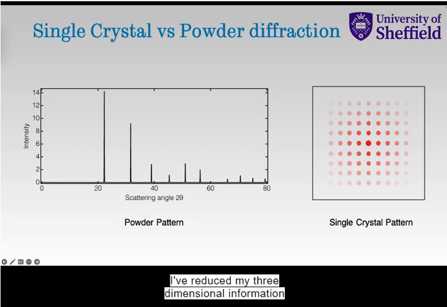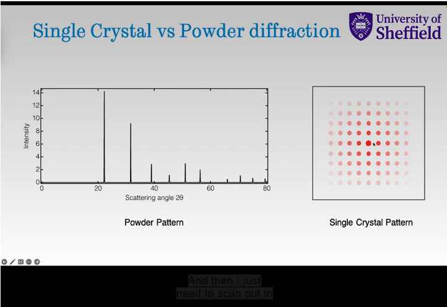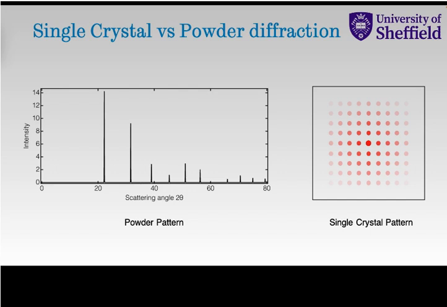So I've reduced my three-dimensional information to one dimension, because all I need to do is scan out in a single direction, since I've spun that single crystal pattern round and produced those rings. I then just need to scan out in one direction in order to produce this scattering pattern, my powder diffraction pattern that I'm showing on the left here.